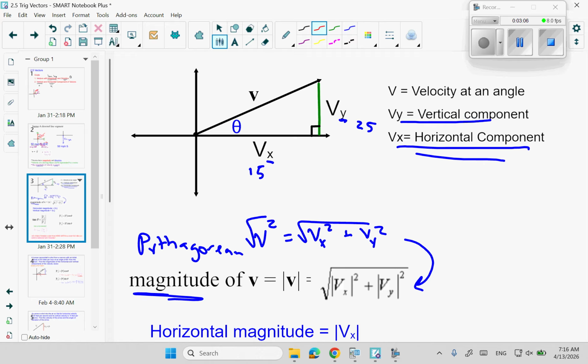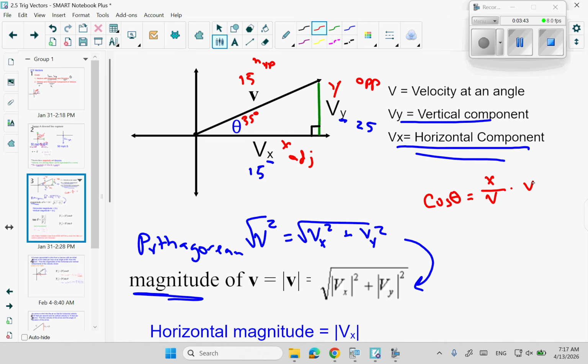Now, let's say I knew this was, I don't know, 35 degrees, and this was 15. And I was trying to find x or y. Well, from the perspective of theta, this v would be my hypotenuse. The y is my opposite, and the x is my adjacent. So if I was trying to find x, I have the hypotenuse, and I'm looking for the adjacent, I could use cosine of theta equals adjacent x over hypotenuse v.